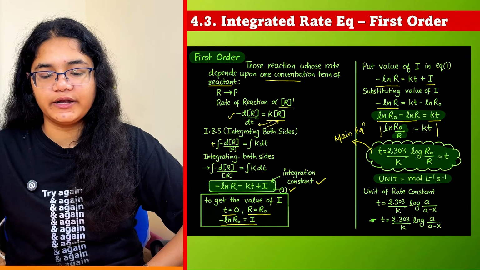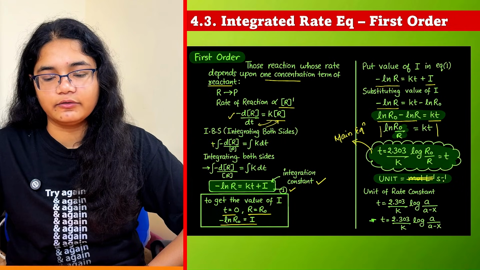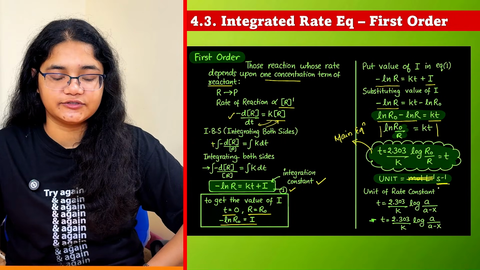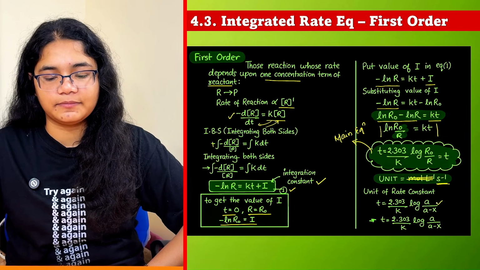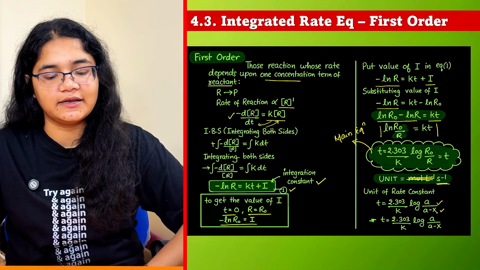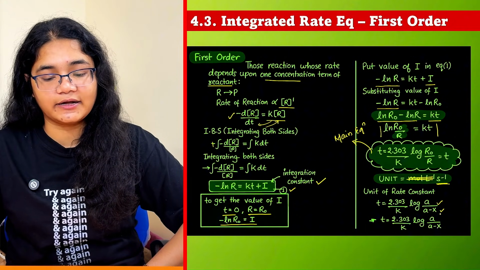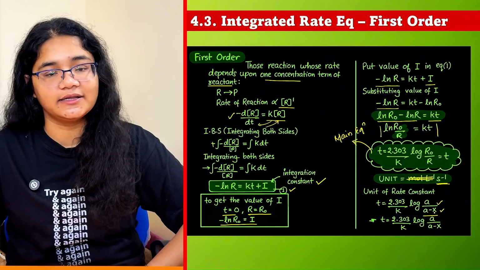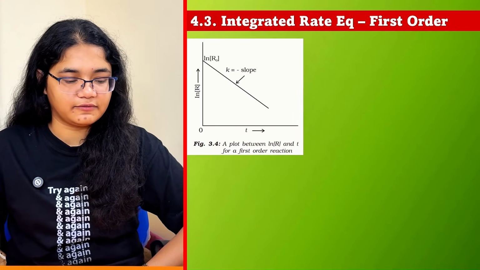Okay, now the unit of k will be what? See, here a slight error is there. If you calculate, the unit of k will be second inverse. Okay, I'll show you how. Then this R0 by R can also be represented in the form of A by A minus X. Here A is the initial concentration. Suppose X amount has reacted. So what is the final concentration? A minus X. Okay. So now let us see the graph that we have to draw.